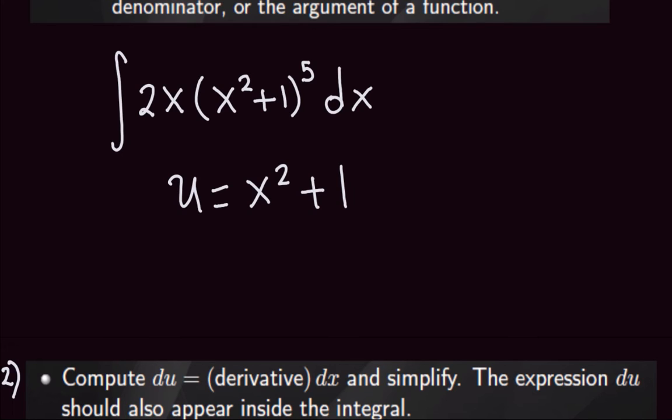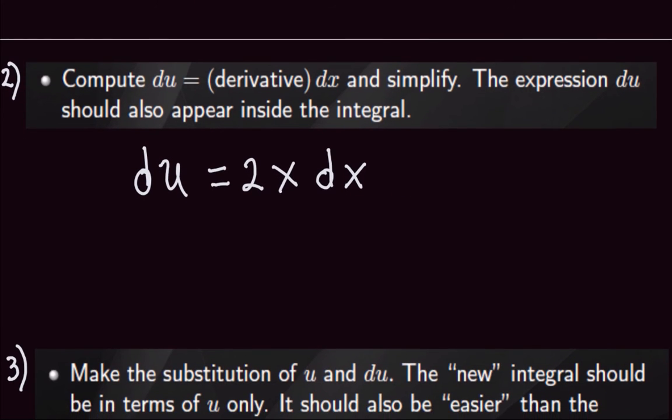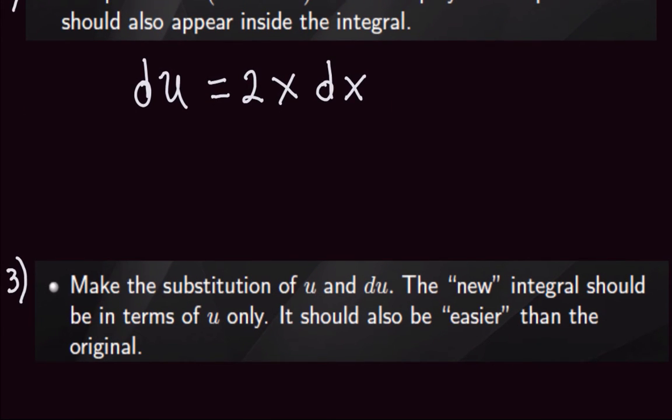So if you choose u, which in this case is x squared plus 1, the du should also appear inside the integral. That's the second part of the technique. The third part is you're going to make the substitution of u and du inside your integral to get a new integral.